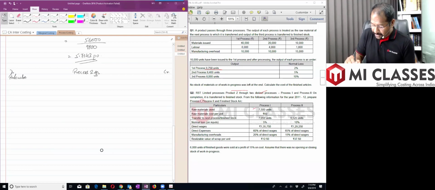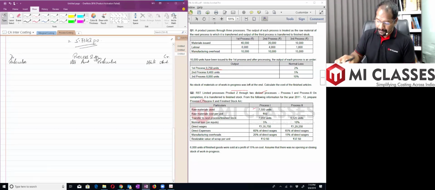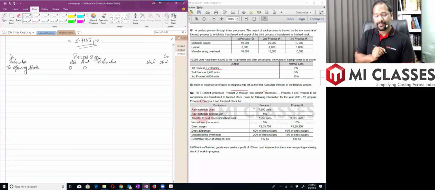Particulars, and here units, and here amount. And here again particulars, units, and then amount. Right? Now, as a habit, we will always write opening stock first, because if it is there, we should not miss out. Opening stock is not there in the question. This is 0. This is 0.